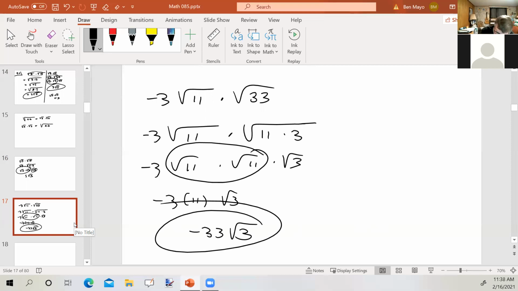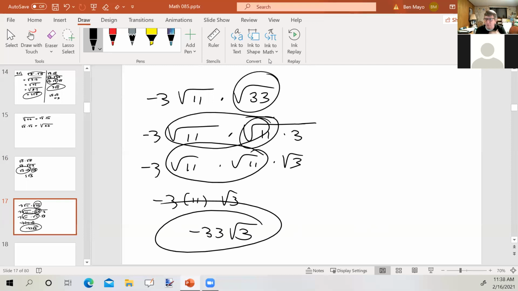Again, are you seeing what I'm doing? I'm taking this, peeling that off so I can put it with that to make it a whole number. Any questions? Am I going too fast? All right, I guess not.